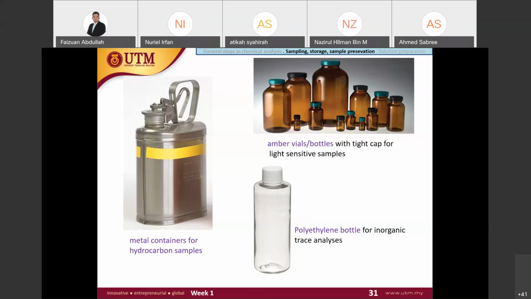Yes, good. We have to know exactly the purpose of our sampling. What is our analyte? Okay, what is our samples? Okay, so we have to plan exactly. Then we have to choose the right storage material for our sample. All right.